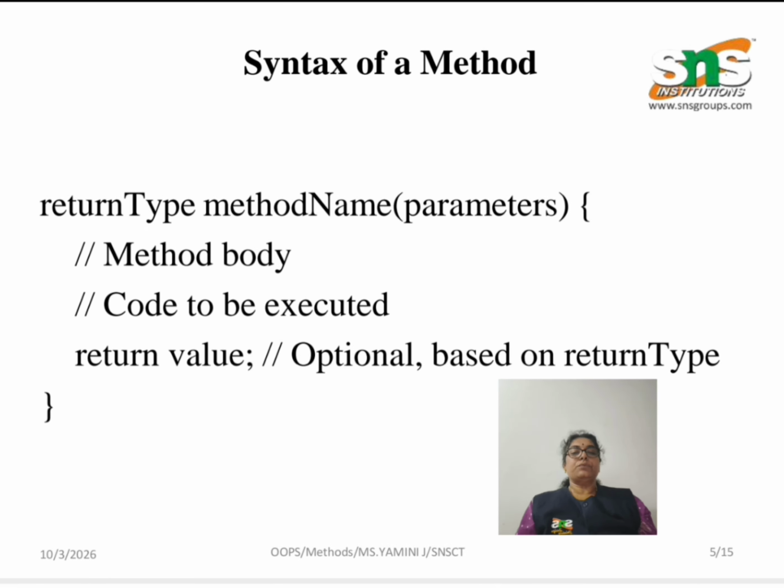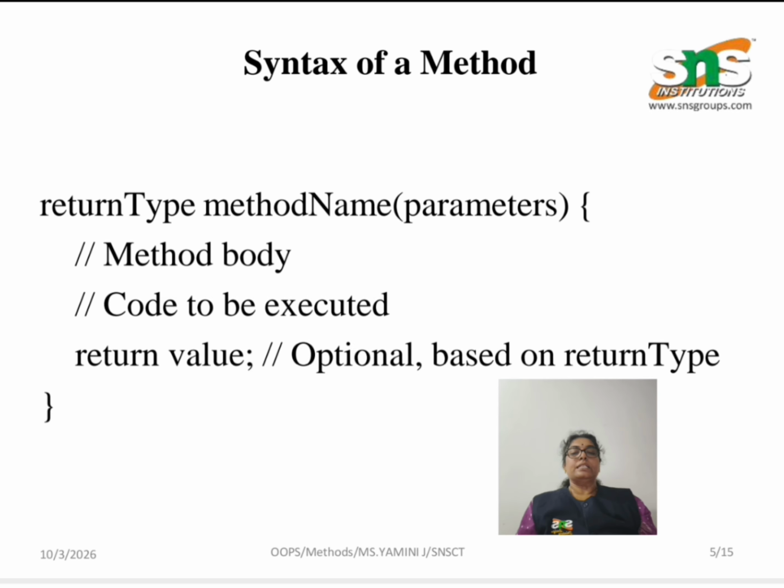In the syntax for methods, let us now look at the basic syntax of methods in Java. A Java method consists of several components. The first is the return type, which specifies the type of value that the method will return. Examples include integer, double, string, or sometimes void if the method does not return anything. The second one is the method name, which identifies the method. The name should be meaningful so that the purpose of the method is clear.